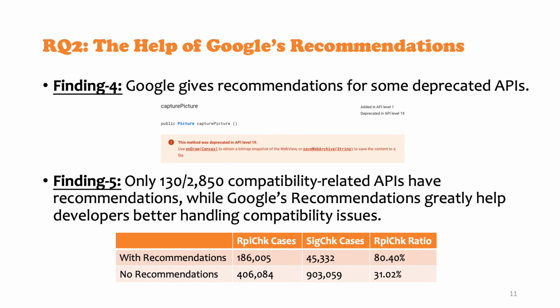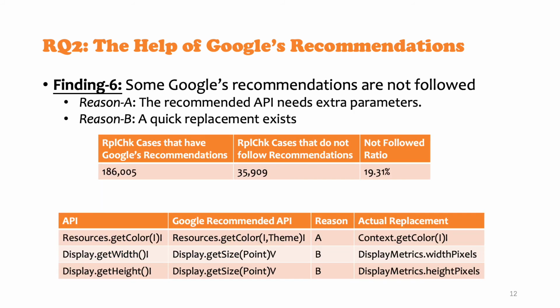In research question 2, we have 3 main findings. As shown in the figure, Google gives recommendations for some deprecated APIs in the comments. However, only 130 of 2,850 compatibility-related APIs have Google recommendations, while they greatly help developers better handle compatibility issues. As shown in the table, the replacement check ratio of APIs with recommendations is significantly higher than those with no recommendations. At last, some of Google's recommendations are not followed.